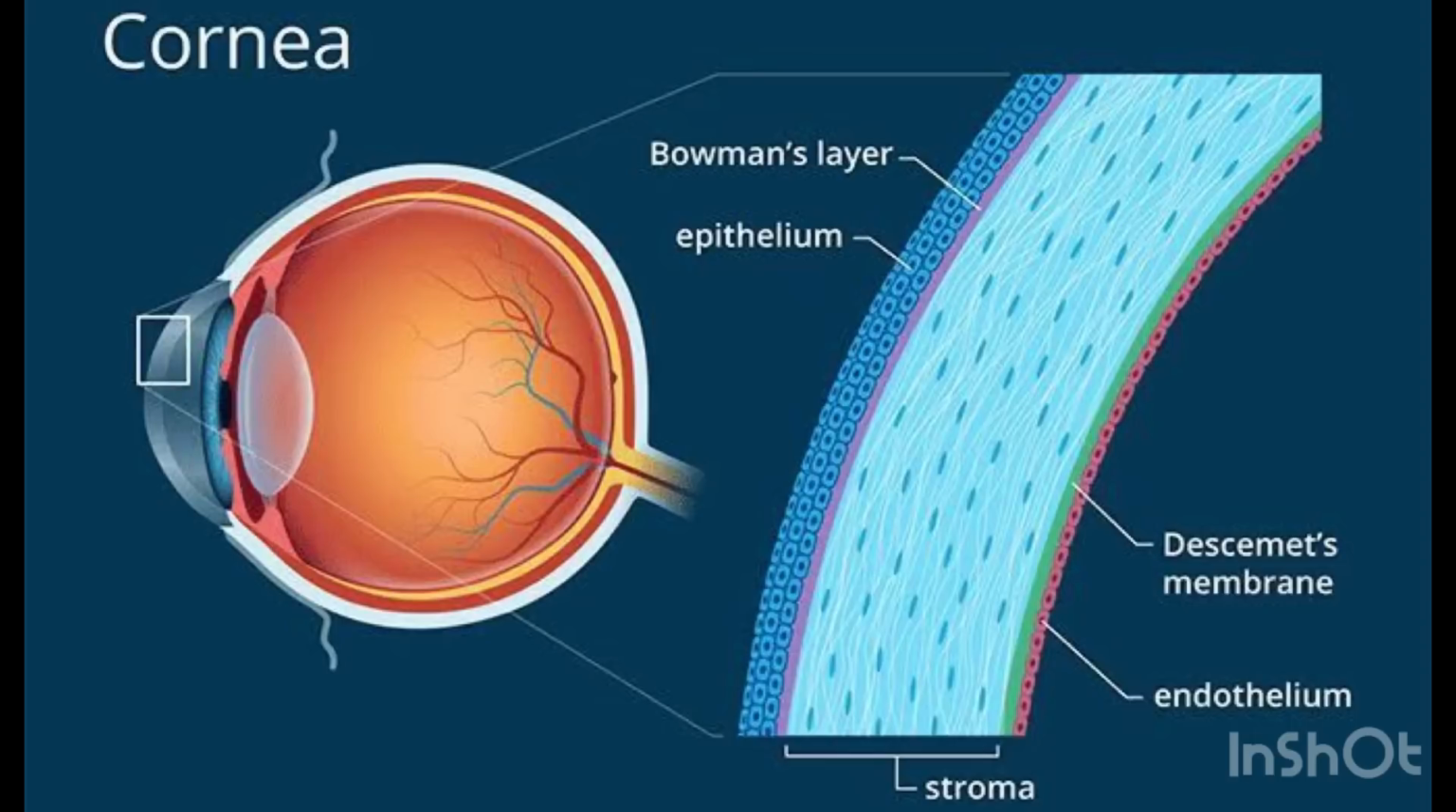Fourth one is Descemet's membrane, a thin and tough layer that separates the stroma from the innermost layer of the cornea. It helps maintain the cornea's shape and serves as a barrier against infection.